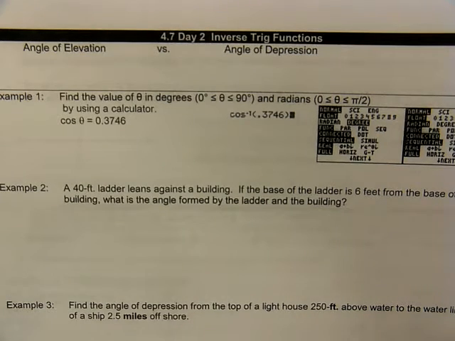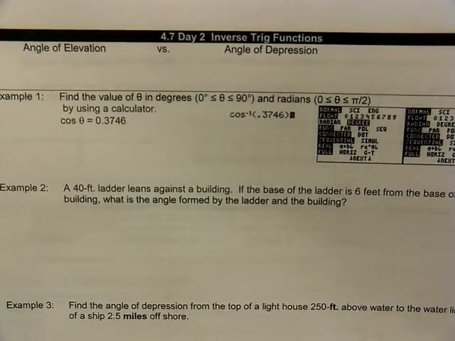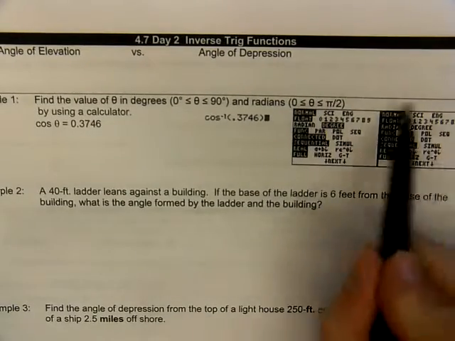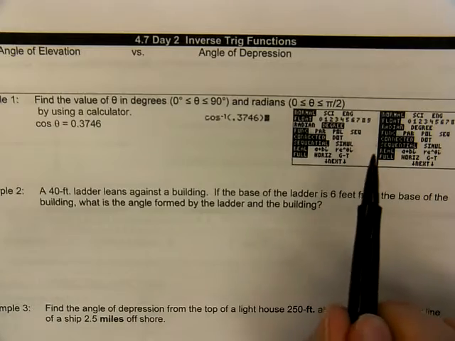Hey everyone, we're looking at 4.7 day 2, and we're continuing to talk about inverse trig functions. Yesterday, the previous day of notes, day 1, was mainly focused on the unit circle and using the calculator in radian mode. Here now, we're talking more about story problems or word problems. We'll be diagramming those with right triangles, and then we'll actually be in degree mode. So again, just a reminder to set the mode of your calculator depending on what the question is asking for.